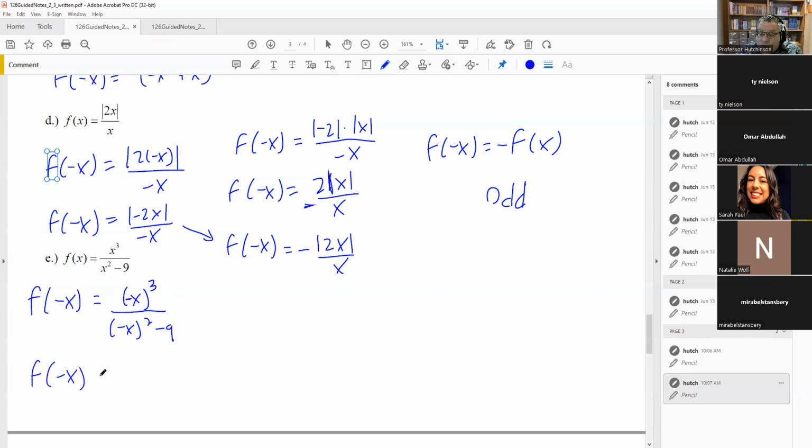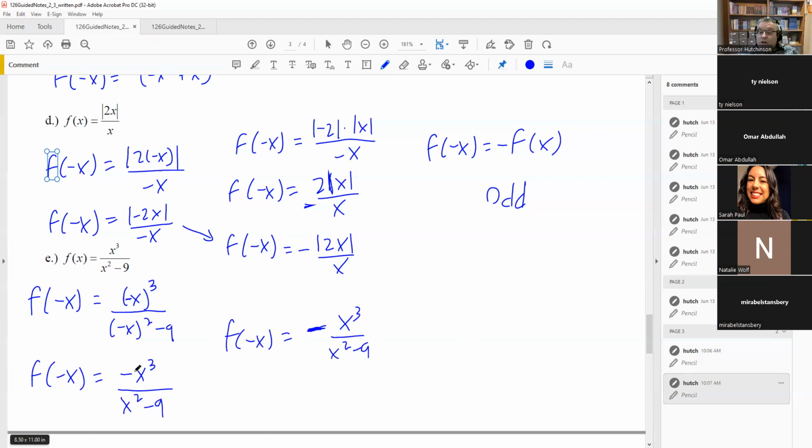Let's simplify this further. I have a negative raised to an odd power. That means a negative comes out. So I have negative x cubed. A negative raised to an even power means I get x squared, just like this. Now the part that I'm left with, this negative on top, I'm allowed to pull it out front. So f of negative x is equal to negative x cubed over x squared minus 9. So I'm putting the negative out front of everything, and you're allowed to do that.